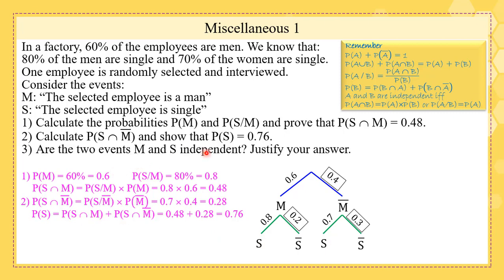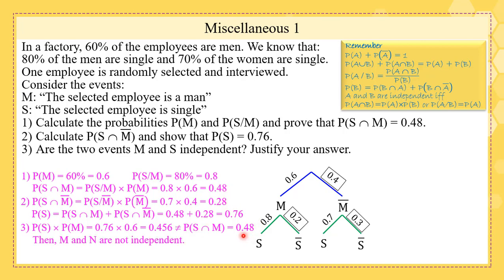Now, are the two events M and S independent? To justify: to be independent means the probability of A intersection B is P of A times P of B, or the probability of A given B is P of A, and we have many probabilities here. What I did is that I found P of S times P of M, I know them. This is P of M, which is 0.6, and this is P of S. I found the product, this is 0.456. It's not equal to the probability of S intersection M, which is calculated here. So we can state that M and S are not independent.